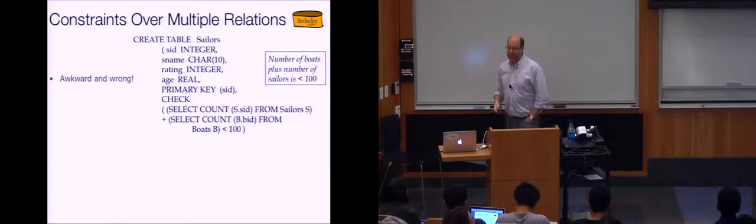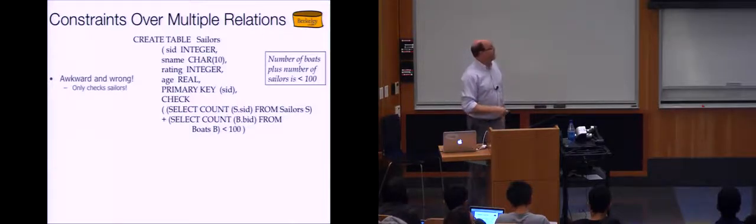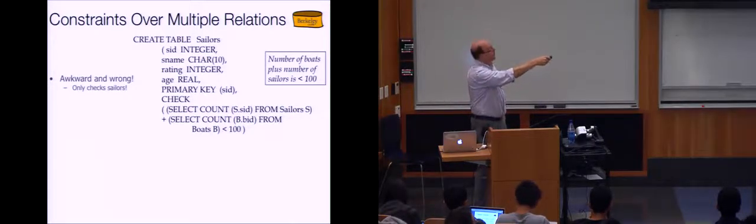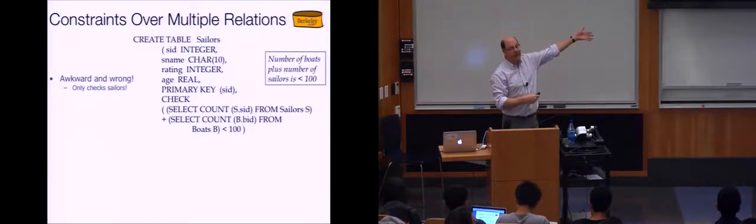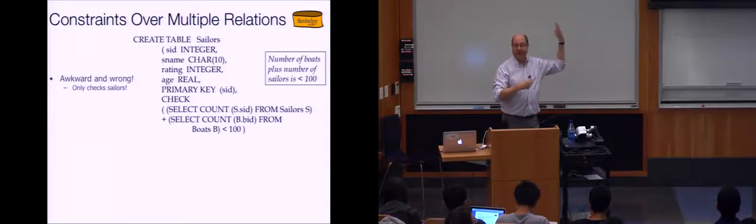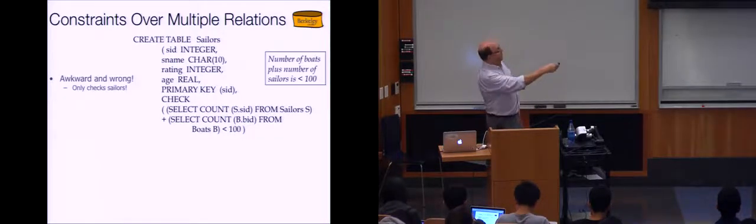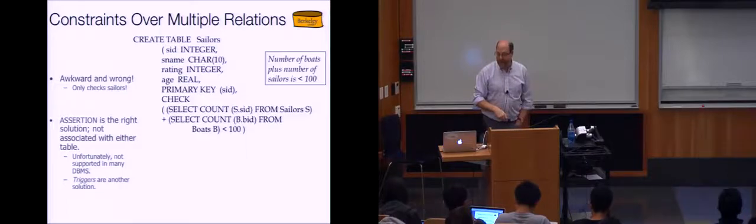The other problem with this, even if that was allowed, is that it only checks the sailors table. So if you really wanted to implement this constraint, you'd have to have a similar check on the boats table too, right? Because if somebody adds a new boat, that could also cause a violation. And this check only happens when somebody inserts a new sailor record. So it's awkward and wrong.